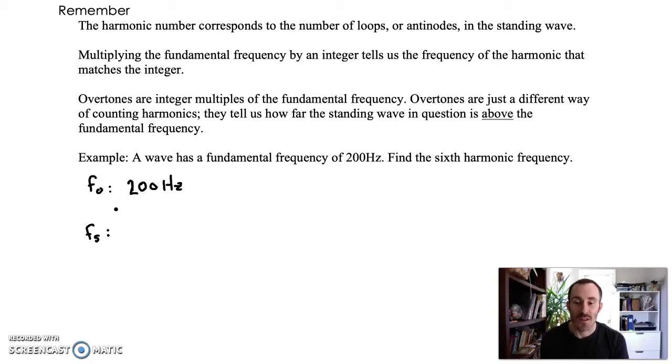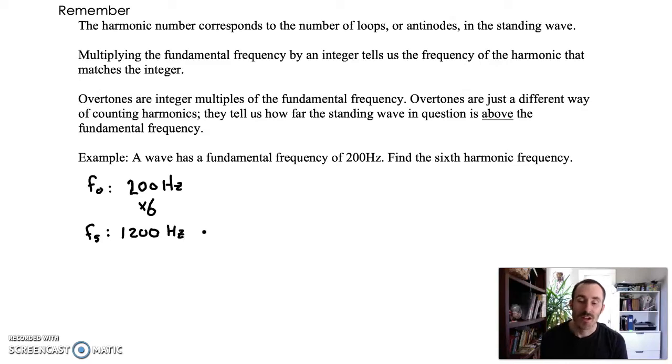And to figure out what the sixth harmonic frequency is, we just take this guy and multiply it by 6. That's it. Doing math with harmonics is pretty simple. So we want to multiply this by 6 to get us to the sixth harmonic frequency, which gives us 1200 Hertz.